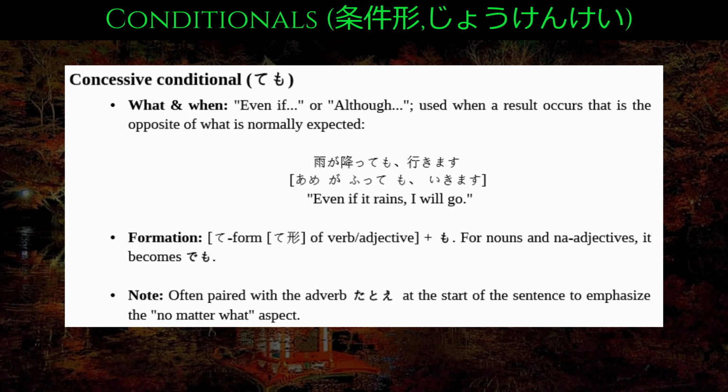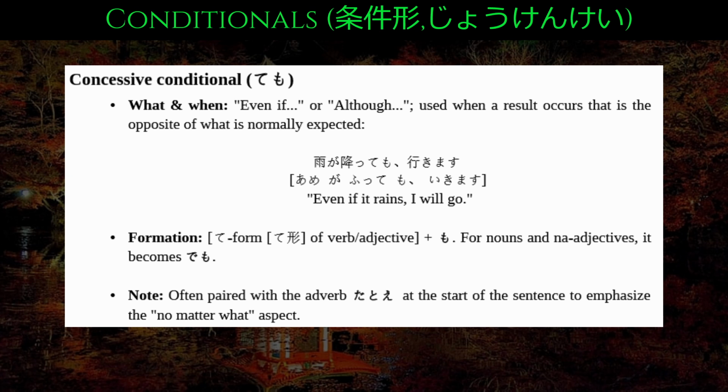And lastly, the concessive conditional temo or demo, depending on the verb's ending. We already talked about the different te forms. So, if it is demo, be careful to not mix it up with the conjunction demo, which means but or however. Anyway, starting with what and when. Even if something or although something. This is used when a result occurs that is the opposite of what is normally expected. For example, 雨が降っても行きます. Even if it rains, I will go.